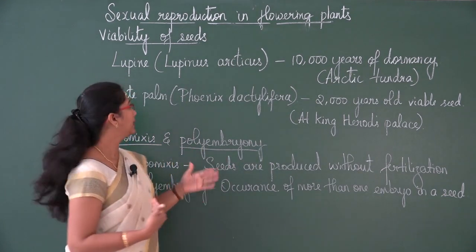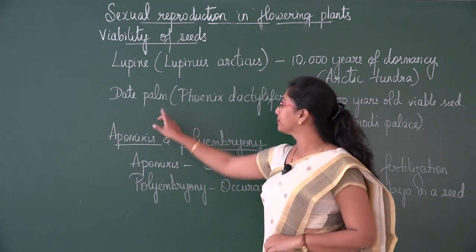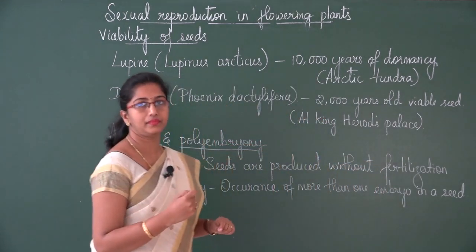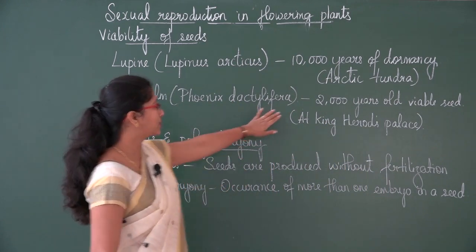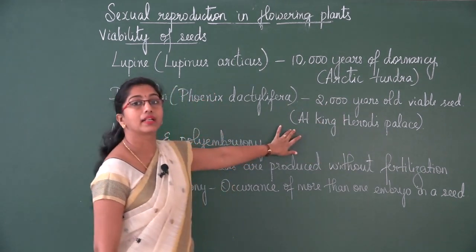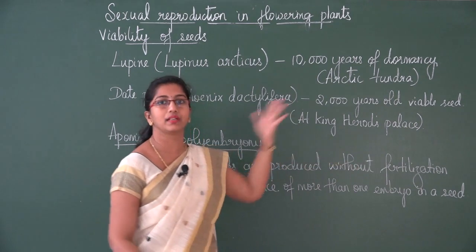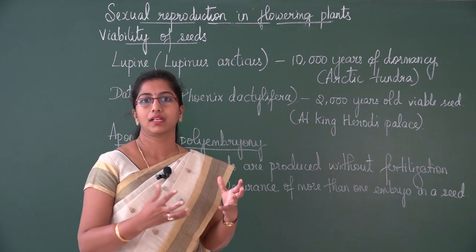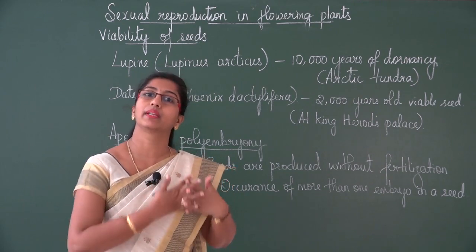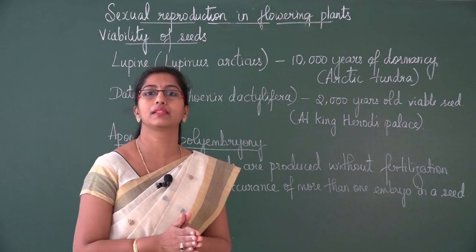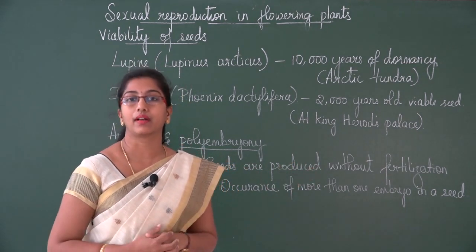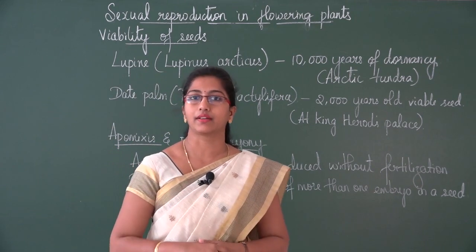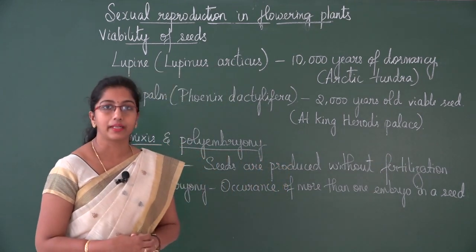And the recent record is the seed of date palm, that is Phoenix dactylifera. The seed was 2000 years old. It was viable, it was alive, and it was collected during the archaeological excavation at King Herod's palace near the Dead Sea. So these are some examples, that is the extremes, certain conditions where the seeds remain viable for so many thousands of years. Apart from this, normally the angiosperms which are around us, as I told, the dormancy period will vary from a few months to a few years or even hundreds of years. So that is about the viability of seeds.